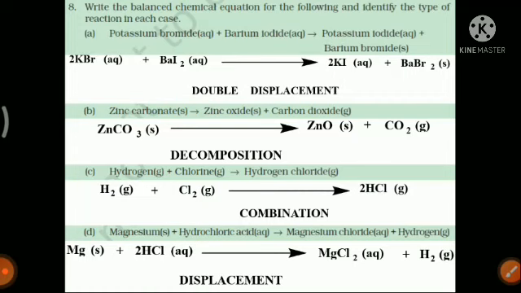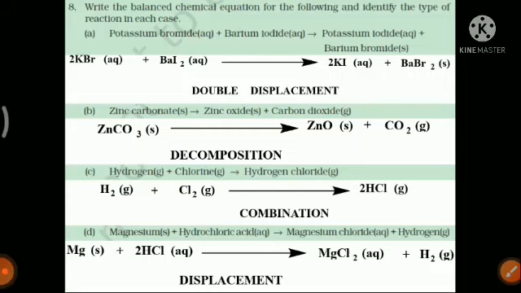Again, here also we have to balance the chemical equation and we have to identify the type of reaction. The first is potassium bromide reacting with barium iodide to give potassium iodide and barium bromide. So you see that potassium and barium are exchanging their partners. Earlier on the reactant side we have potassium bromide, on the product side now we have potassium iodide, and earlier on the reactant side we have barium iodide, now we have barium bromide. So that means there is an exchange of ions. So this is a double displacement reaction. Okay, and we can balance it.